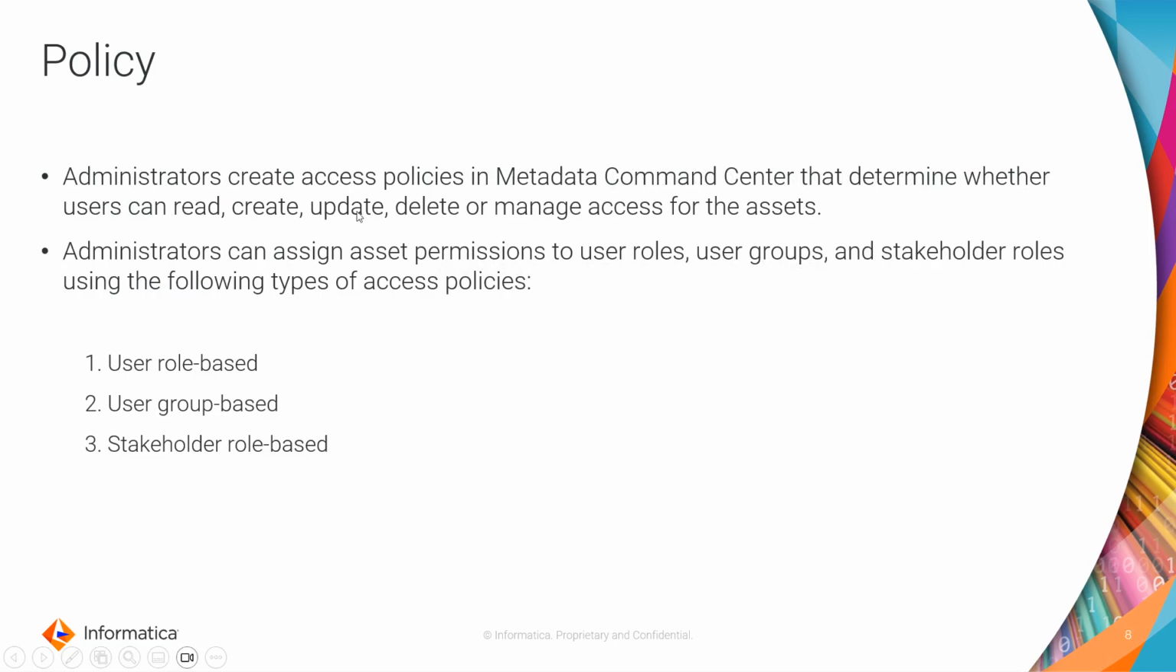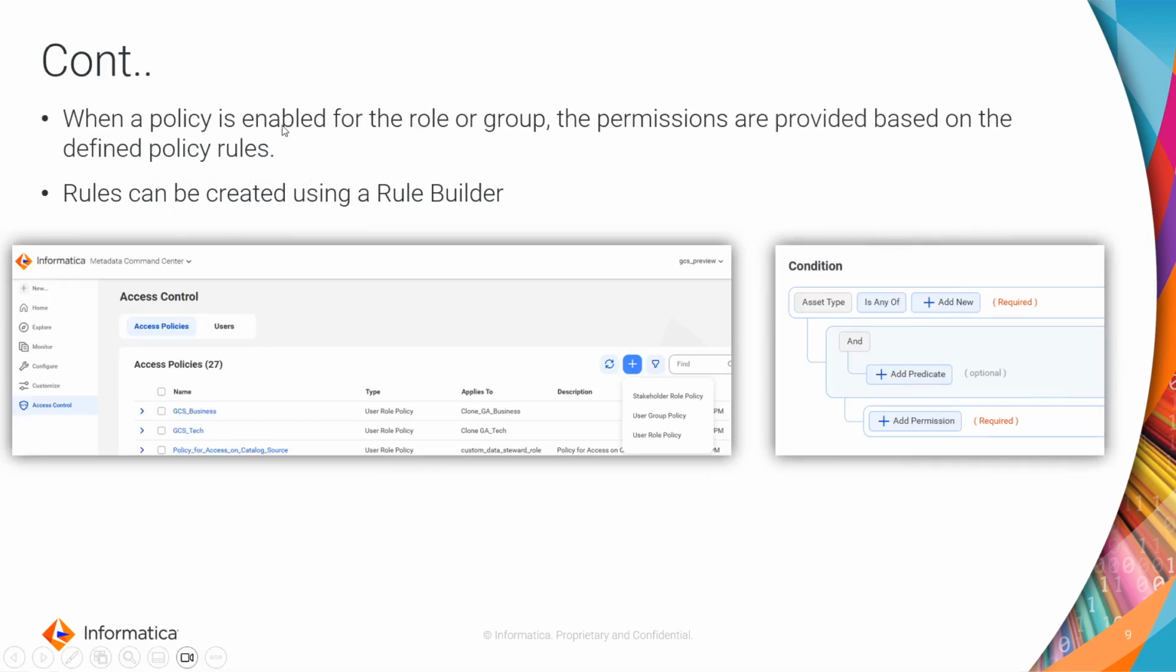Coming to policies, the administrator creates access policies in metadata command center that determine whether a user can read, create, update, delete, or manage access for the asset. There are 3 types of access policies: user role based policies, user group based policies, and stakeholder role based policies. When a policy is enabled for a role or a group, the permissions are provided based on the defined policy rules. Rules can be created using a rule builder.